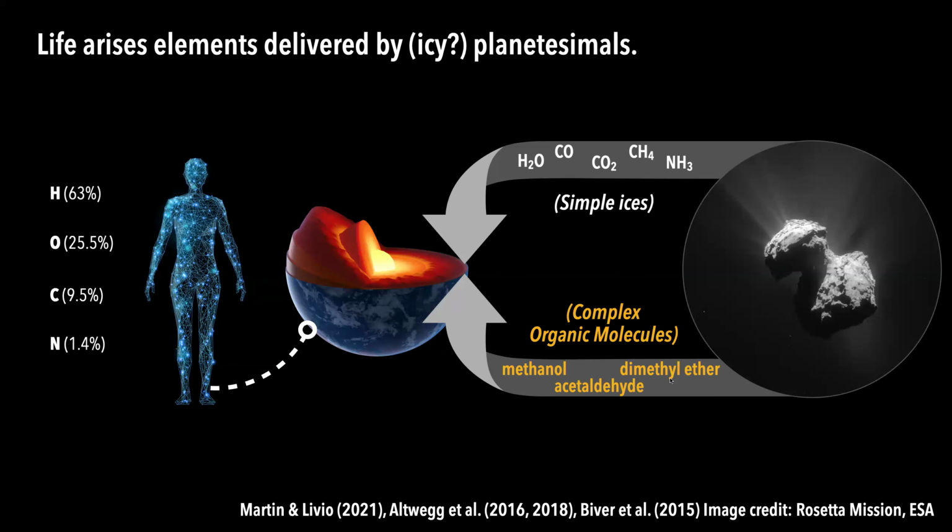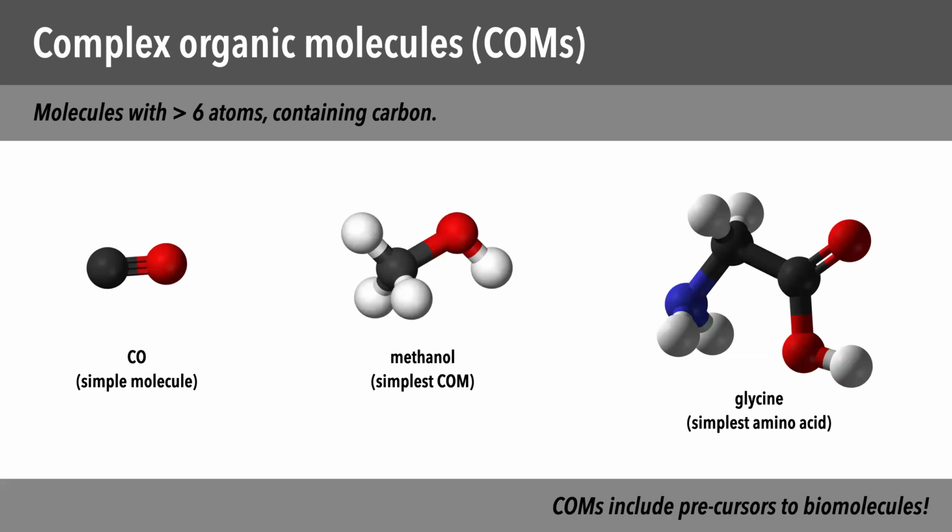Now, what do I mean by a complex molecule versus a simple molecule? Carbon monoxide is an example of a simple molecule. It just has two atoms in it. Whereas once you start to get more than six atoms, including one containing carbon, like methanol, this example here in the middle, then you become a complex organic molecule. And these complex organic molecules can react together to form biomolecules eventually. This is an example of a biomolecule, glycine, which is the simplest amino acid.